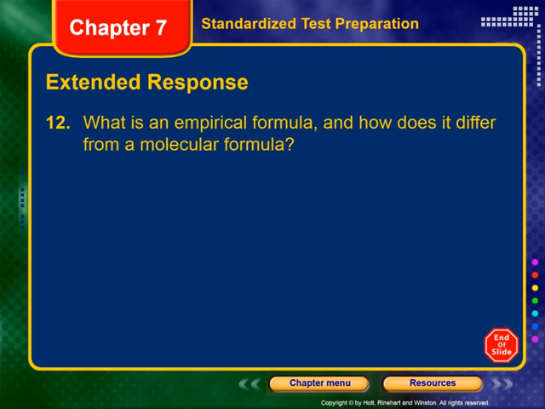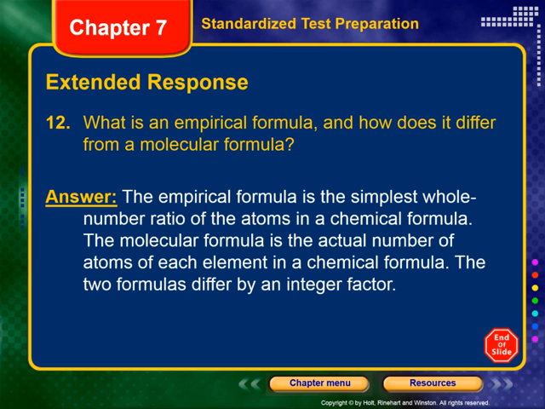Explain the relationship. The empirical formula is the smallest whole number ratio of atoms in a chemical formula. The molecular formula is the actual number of atoms of each element in a chemical formula. The 2 formulas differ by some integer factor. Remember, I represented that integer by an x, that variable, that multiplier.